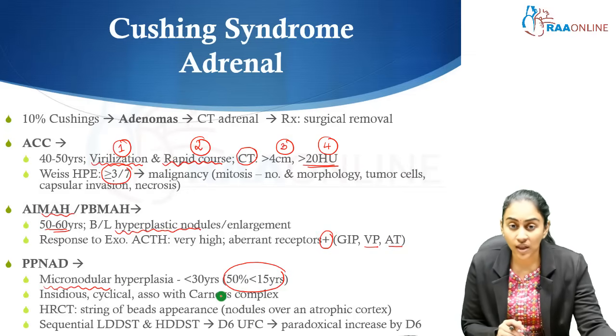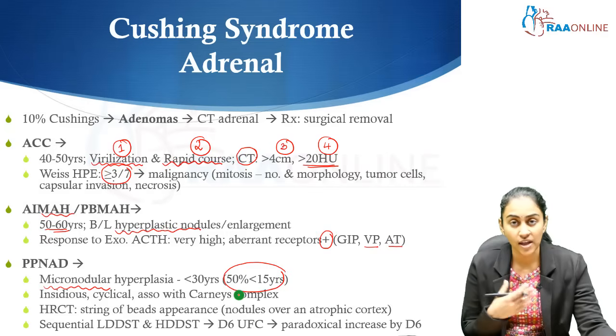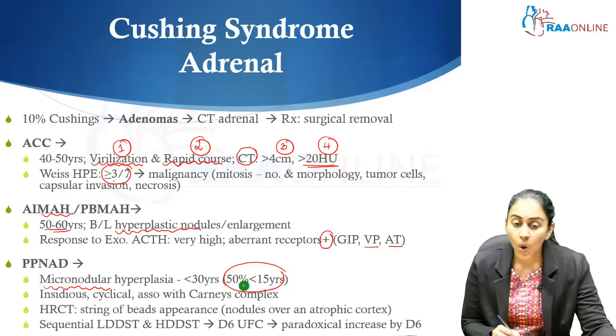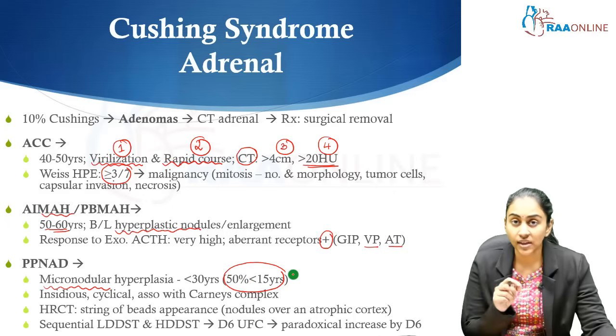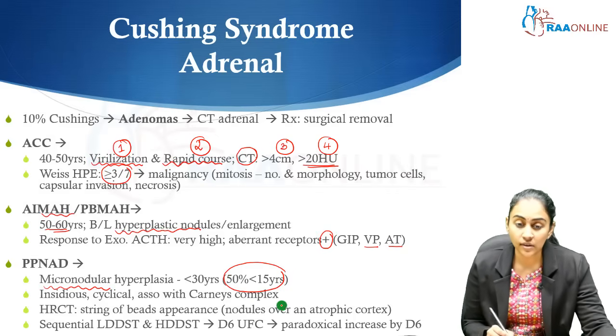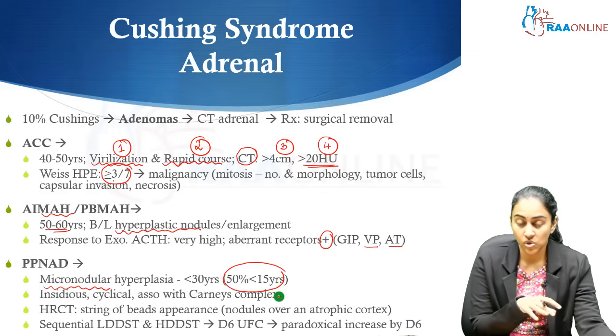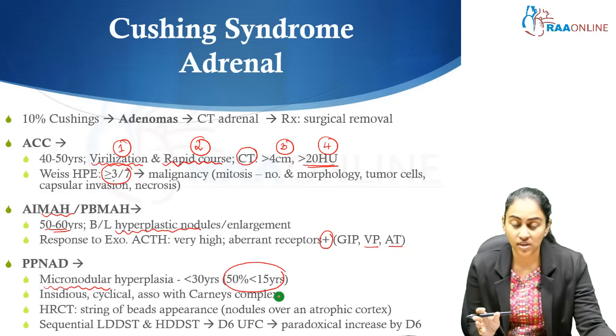Sometimes when you notice cyclical Cushing's, it could be PPNAD that's behind it, and this may be associated with Carney's complex. Carney's complex may also have additional atrial myxoma and spotty pigmentations. On the CT, these tiny nodules against an atrophic cortex are going to give the appearance of a string of beads.